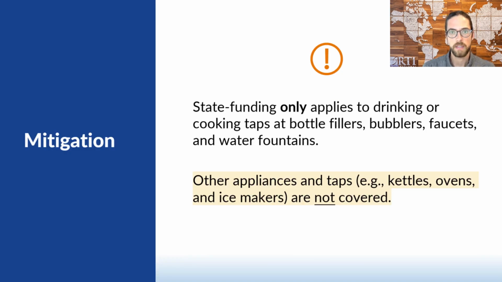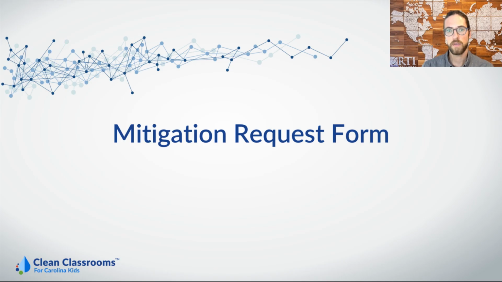Moving on to the mitigation process. First, this may already be clear, but it is important to note again that with full and partial service options, the state funding only applies to standard drinking or cooking taps. This includes water fountains, bottle fillers, bubblers, and drinking or cooking faucets. Any other peripheral appliances that may use tap water at the building but are not standard taps, so this includes ice makers, steam ovens, or steam kettles, or the like, while they may be tested under the program, they are not covered for mitigation. With all service level options, even for no service, facilities must complete a mitigation request form.